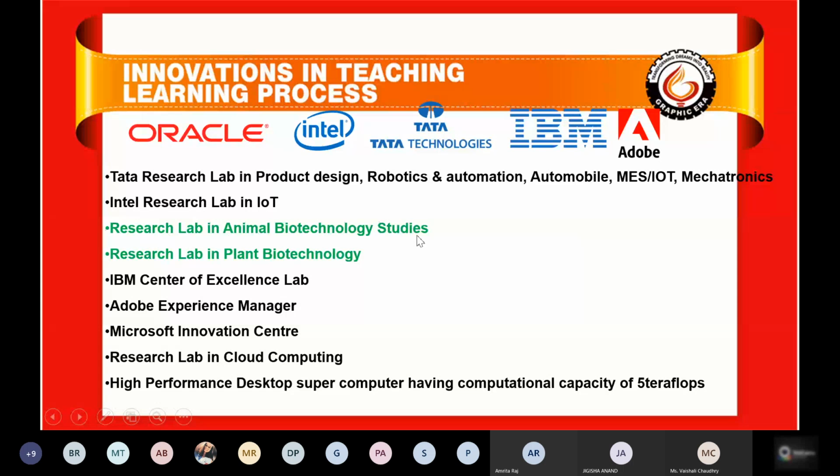and I've highlighted in green where I'm showing the research lab in animal biotechnology studies and plant biotechnology. Likewise, we have a Tata Research Lab in our university, then Intel Research Lab in IoT, then IBM Center, Adobe Experience, Microsoft Innovation, Cloud Computing, etc.